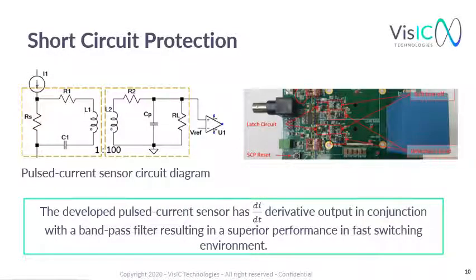One of the main requirements for the motor inverter is short circuit protection capability. To address this, VisIC has developed a short circuit protection scheme, which is based on sensing current slew rates over the in-series P-channel silicon MOSFET, here marked as RS. This pulsed current sensor has a derivative output, together with a bandpass filter, which results in a robust detection method, even in fast switching environment.